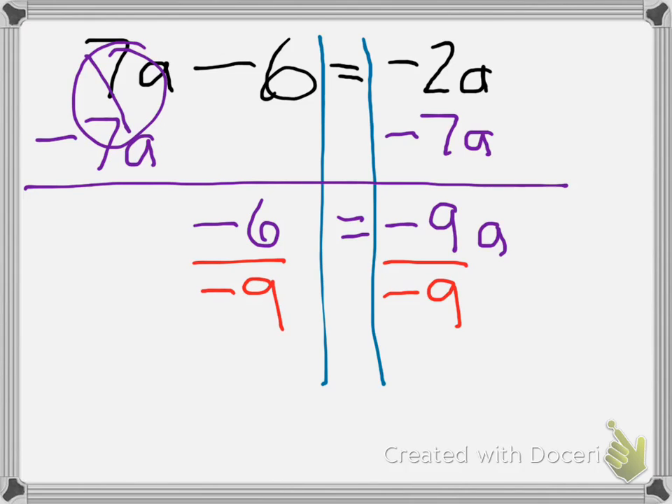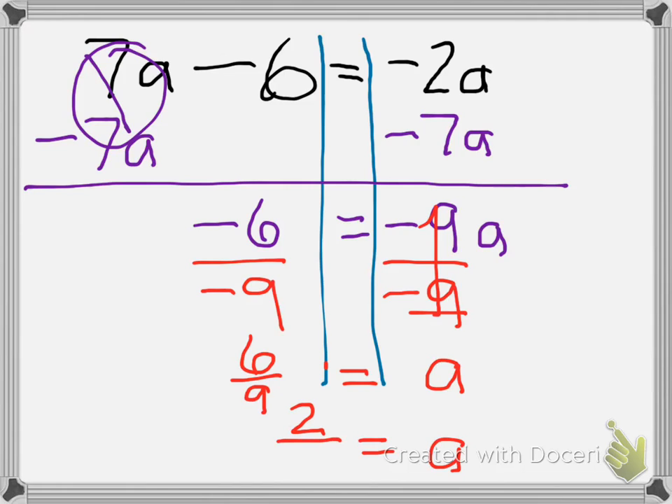Okay? And the negative 9s on the right-hand side are going to cancel out. That's going to leave us with a equals. And then a negative over a negative, remember, is a positive. When we divide, two negatives make a positive. So that's going to be a positive 6 over 9. But 6 over 9 can be reduced by dividing both the numerator and the denominator by 3. So 6 divided by 3 is going to give me 2, and 9 divided by 3 is going to give me 3. So the answer to this question is a equals 2/3.